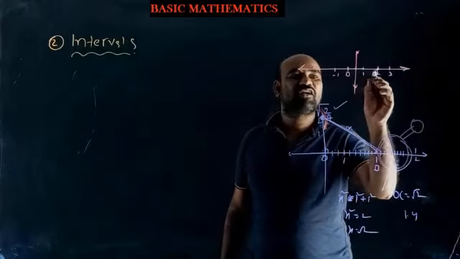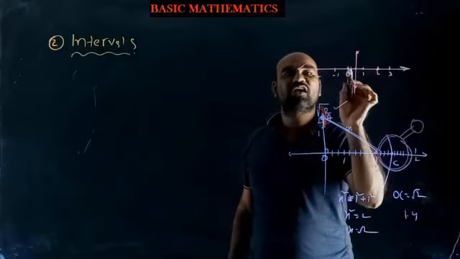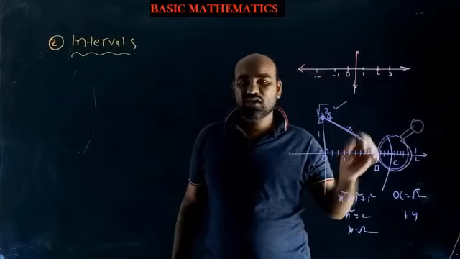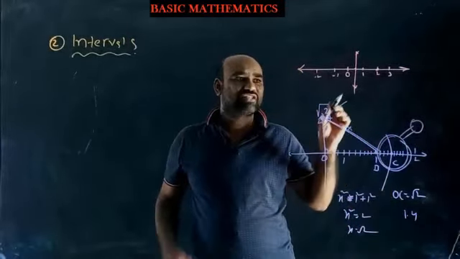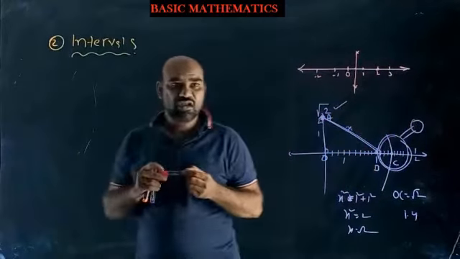We can identify root 2 on the number line. First of all, I identified 2 on the number line. Next, I identified half on the number line. Next, I identified root 2 on the number line. Similarly, every real number you can identify on the real number line. That's why this line is called the real number line.